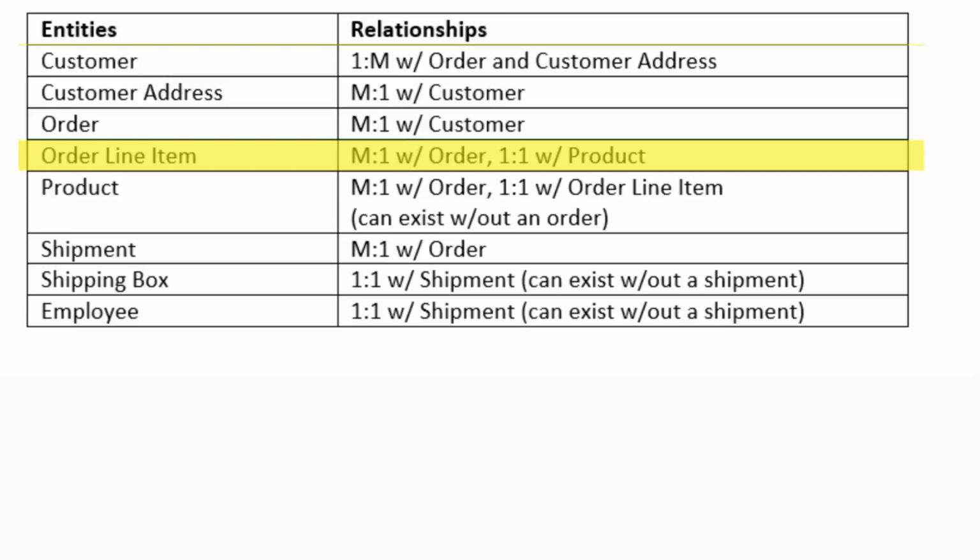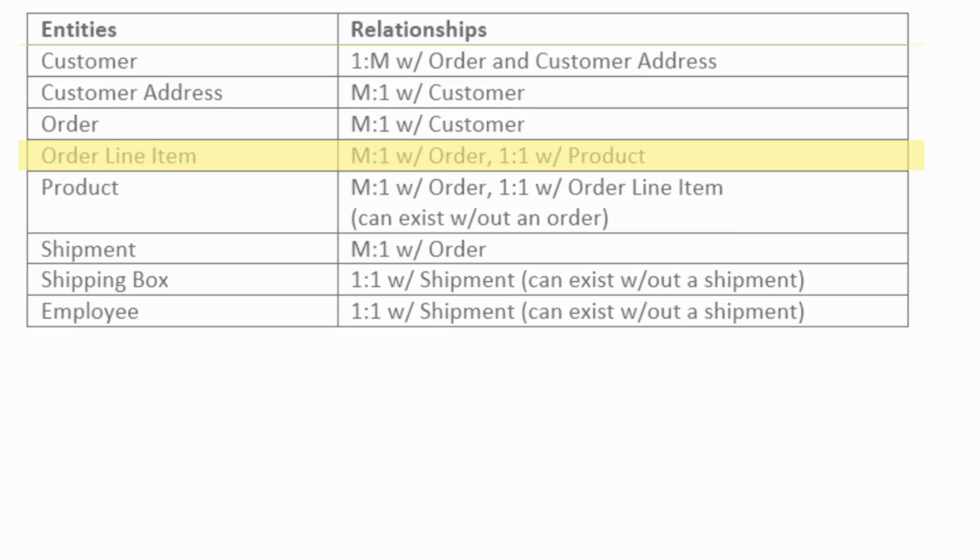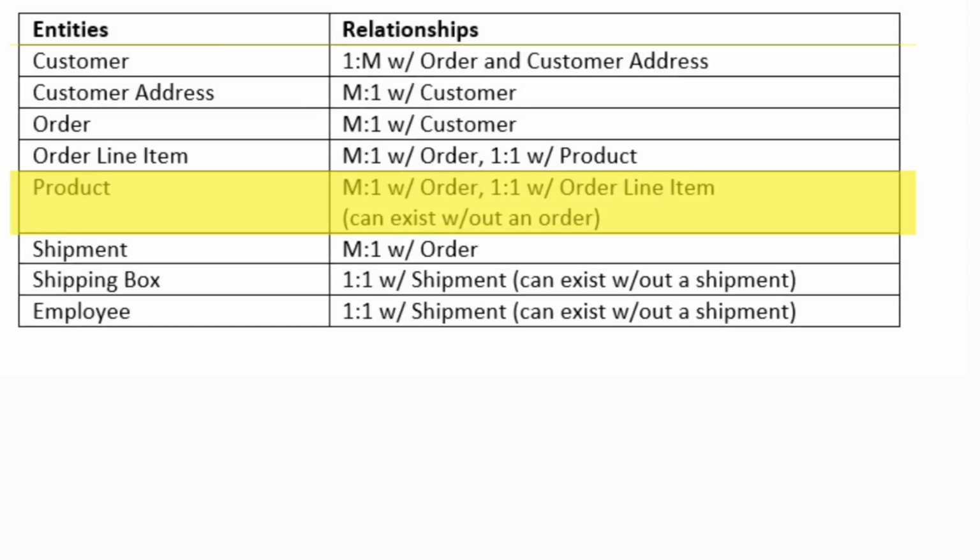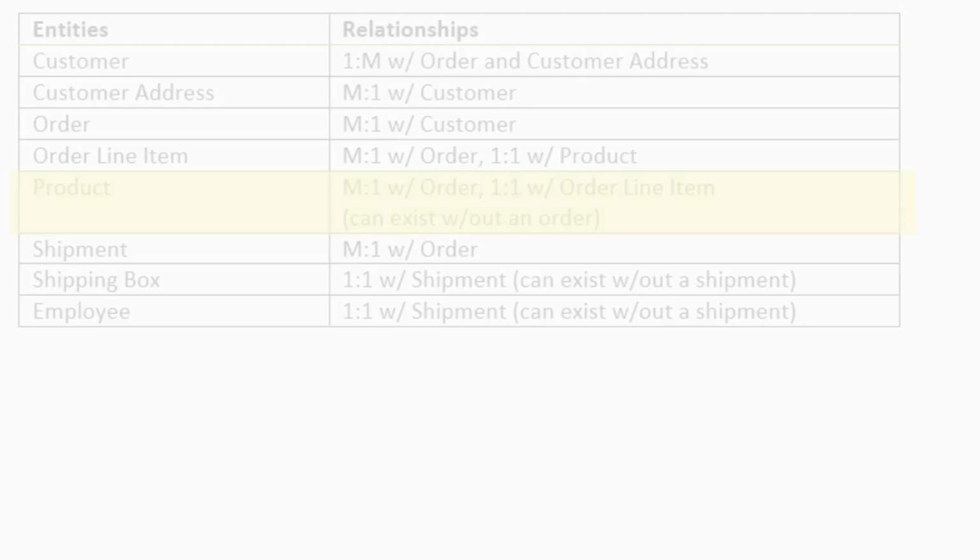1-to-1, one to many, many to many. You get the idea. Okay, next we have our product entity. Notice we have annotated that a product can exist without an order. Many times you're going to have what are known as base tables. These are things that can exist really and are often populated even before the database goes into production. Our product entity is many to one with order and one to one with line item.